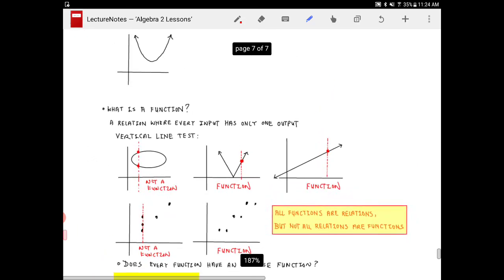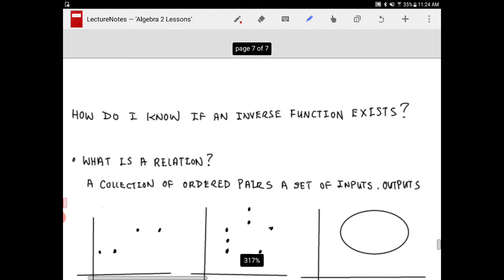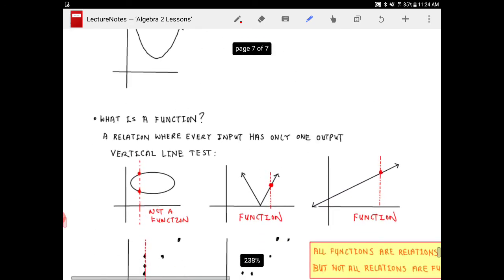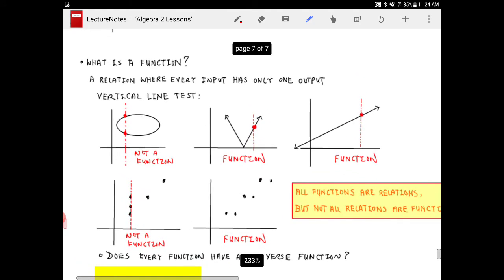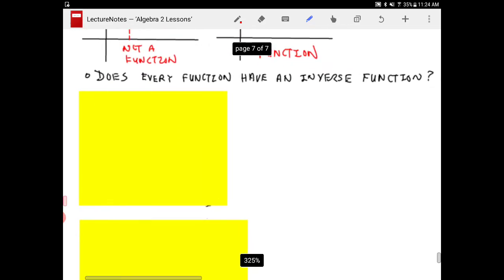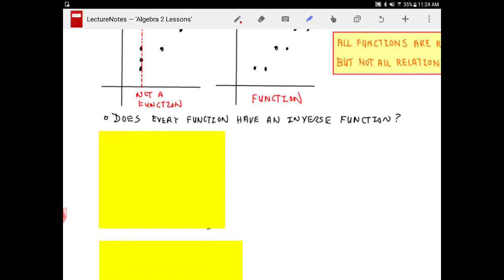Don't forget our goal for this video, right? We're trying to answer this question: how do I know if an inverse function exists? So we're getting there, I promise, okay? Now we've established that all functions are relations, but not all relations are functions. So does every function have an inverse function then? That's what we're getting closer to answering, that original question.